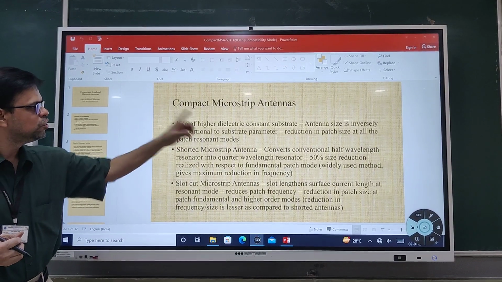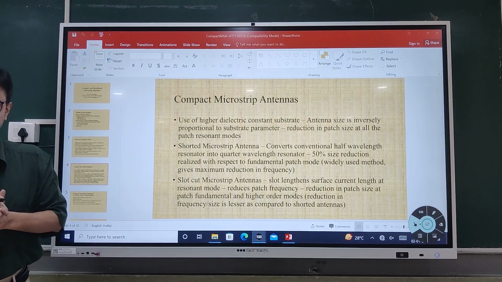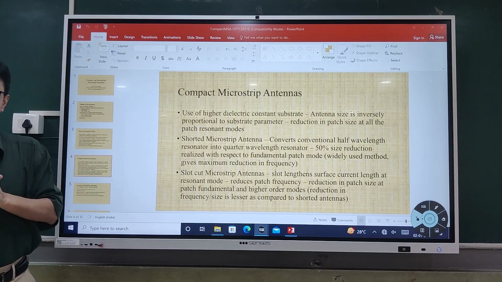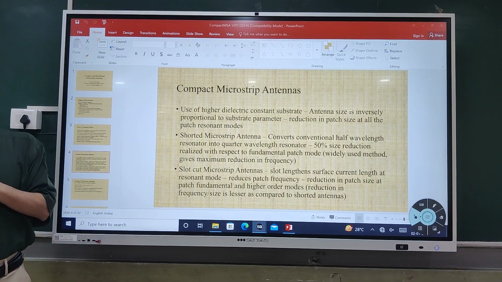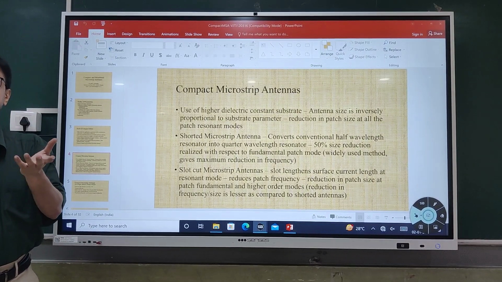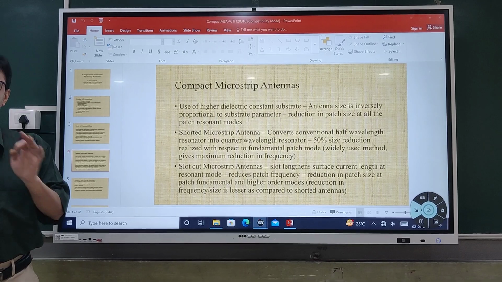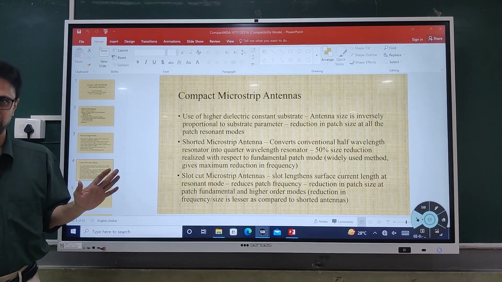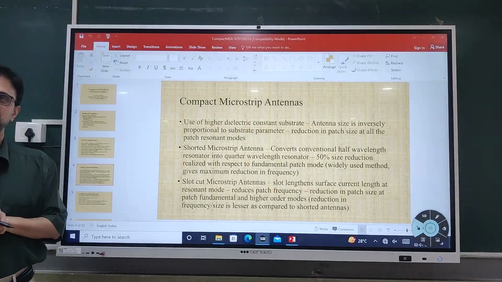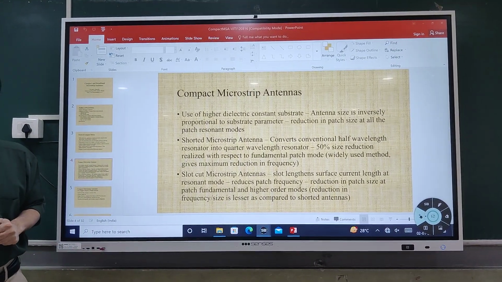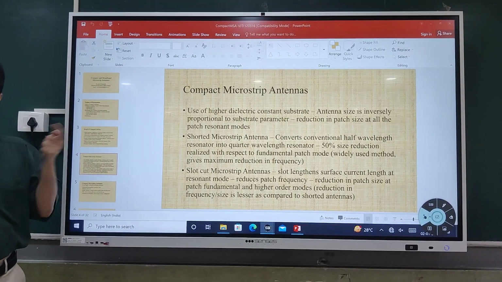The reason is you have less radiation, less leakage of energy from the antenna, because the storing capacity of the antenna as a capacitor has increased. So definitely this method gives me a very poor radiation efficiency. And that's why I cannot use this method of realizing a compact design using a higher dielectric constant substrate.